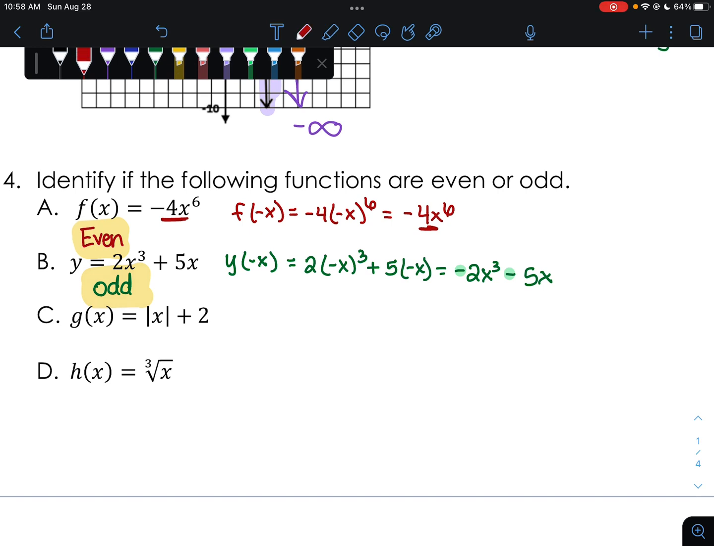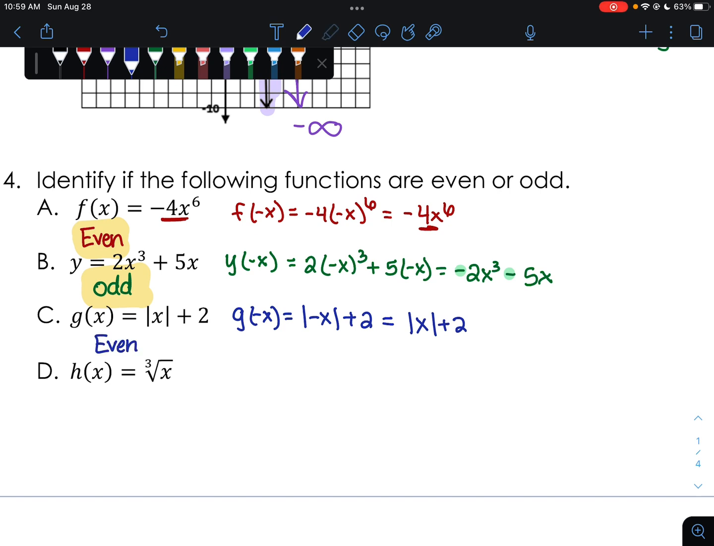Now, looking at C, g of x equals the absolute value of x plus 2. So we plug in negative x. So we're going to find g of negative x. That gives me the absolute value of negative x plus 2. Well, the absolute value of negative x is just going to be the absolute value of x because it's always going to be positive, plus 2. So if I look at it, everything stayed the same. Therefore, this is an even function.